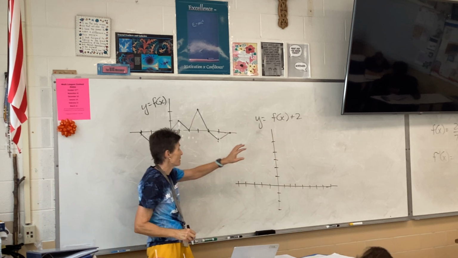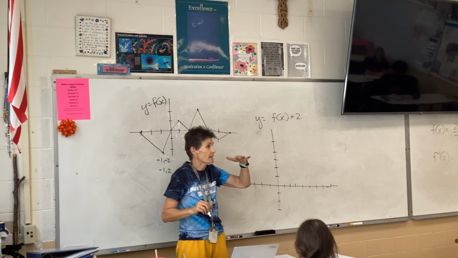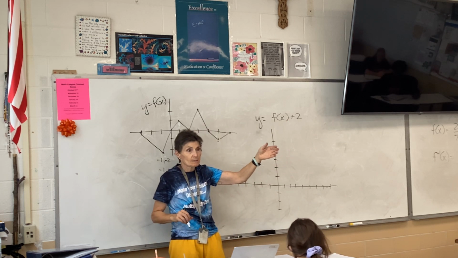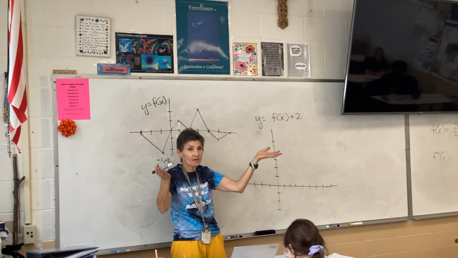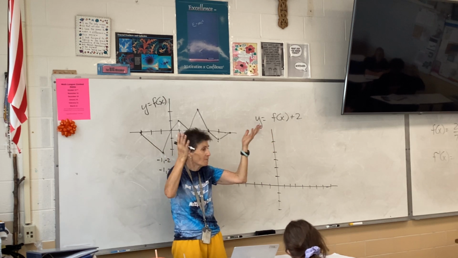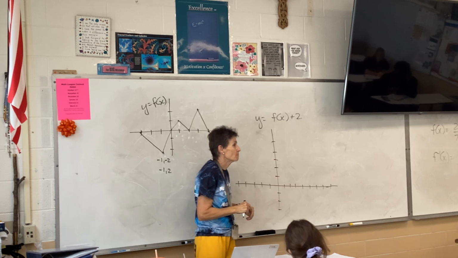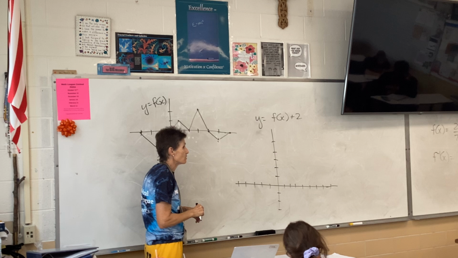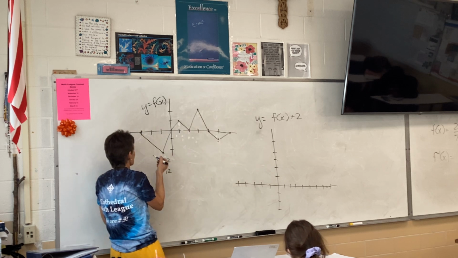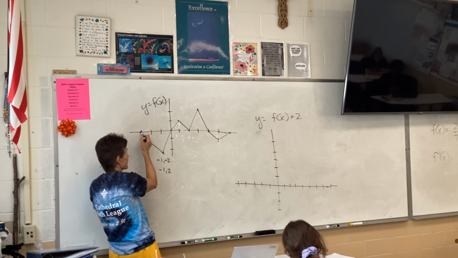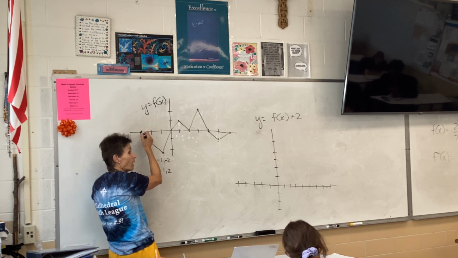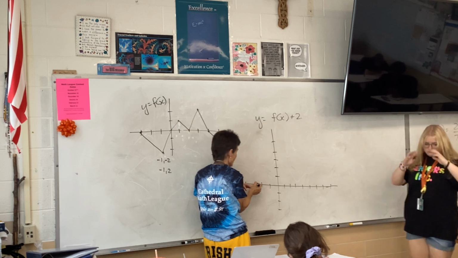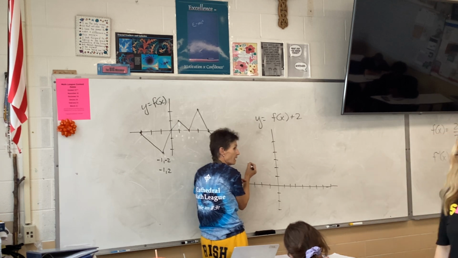Can anybody tell me what's happening here? There's a plus two on the end. So Mackenzie says that's going to lift us up two. So do you just shift it up two? Yeah, everything goes up two. So, see this point right here? He's at zero. He's going to go up two. So now that point, which is right here in the original, is now going to be up here.